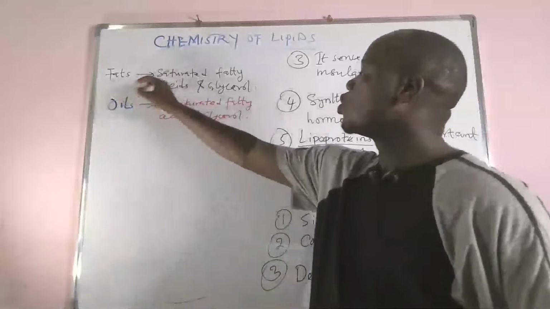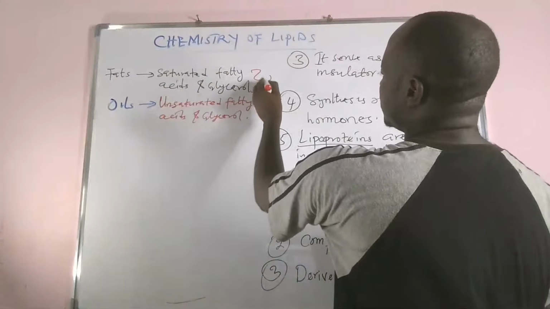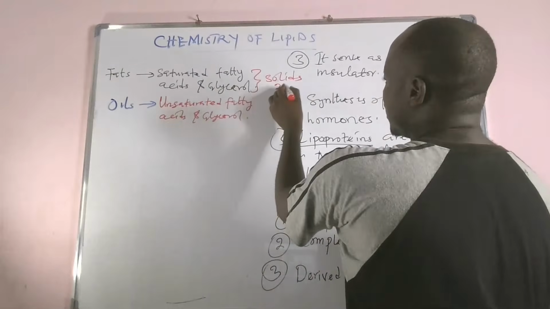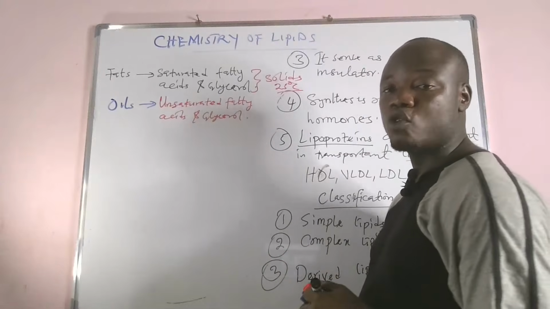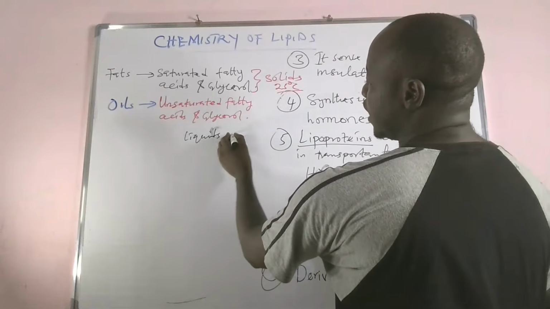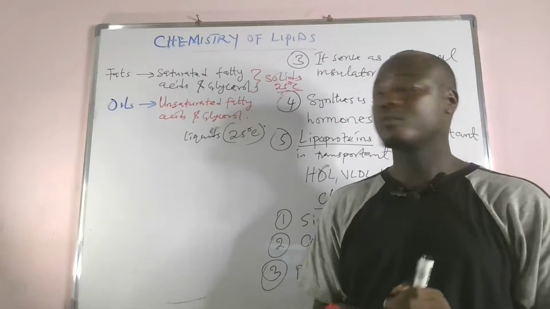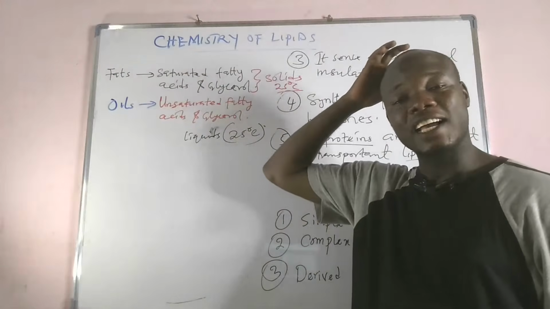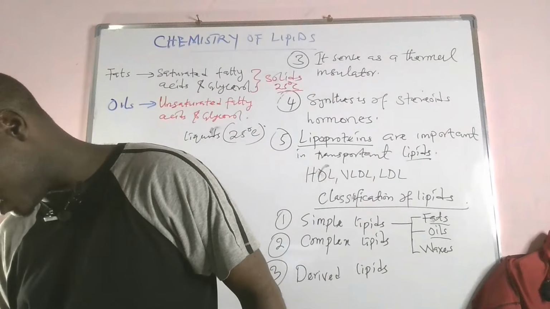Because fat is made up of saturated fatty acid and glycerol, that is what makes it solid at room temperature. That is 25 degrees centigrade, the room temperature. While oils are liquid at room temperature, that is 25 degrees centigrade. So that is the difference between fat and oil. And we are coming to talk about fatty acids as well as the differences between saturated and unsaturated fatty acids.